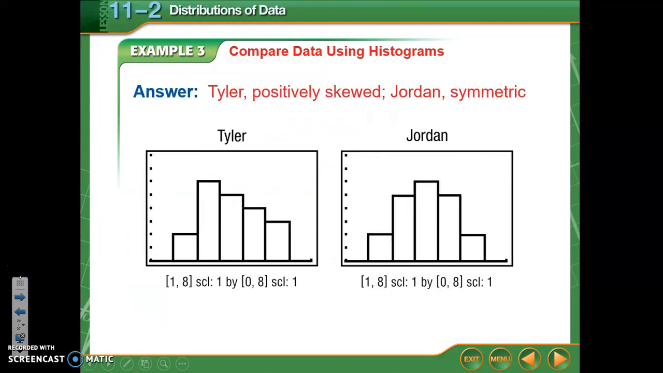Your histogram should look something like this. They might look a little bit different on the Inspire depending on the scale of the window, but you should get that Tyler's distribution is positively skewed, so there's a tail kind of coming off to the positive side, and you should see that Jordan's histogram is symmetric.